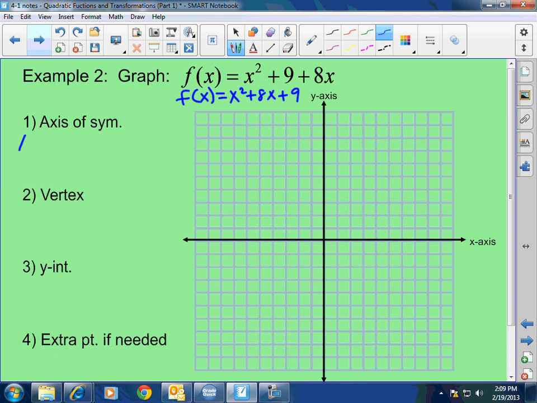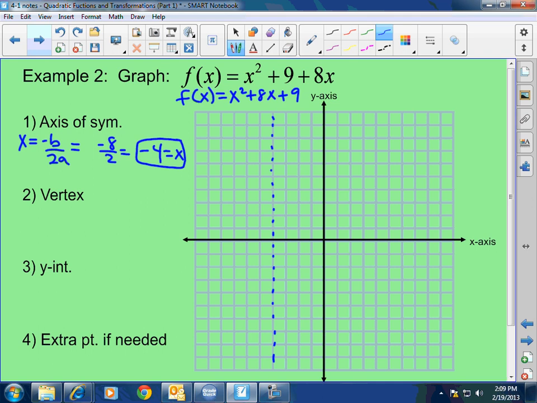Axis of symmetry. That's x equals negative b over 2a, which in this case is going to equal negative 8 over 2, which is negative 4. So x equals negative 4 is my axis. 1, 2, 3, negative 4. I'm going to graph my axis of symmetry.